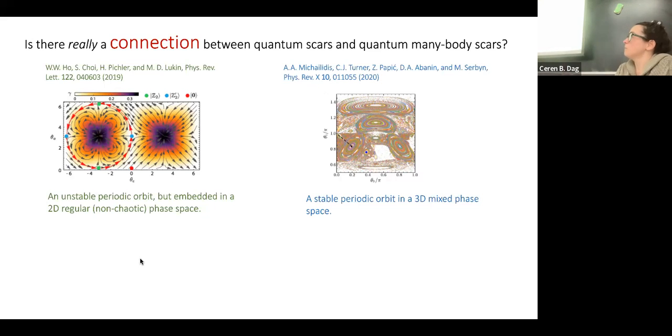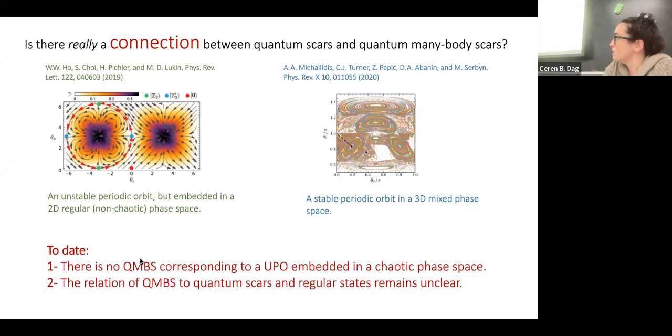So these people basically need to come up with some effective phase spaces, and that's done with TDVP methods. You write down equations of motion based on the time-dependent variational principle, so tensor network methods. And from there, you can define certain effective phase spaces and study them. But in none of these works was a QMBS found corresponding to a UPO embedded in a chaotic phase space.